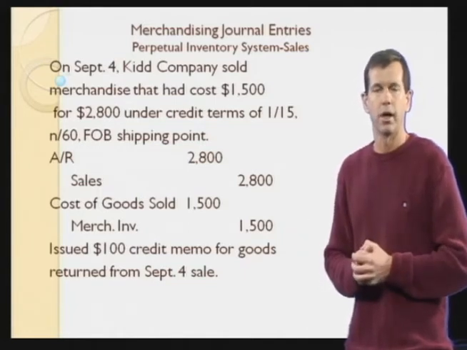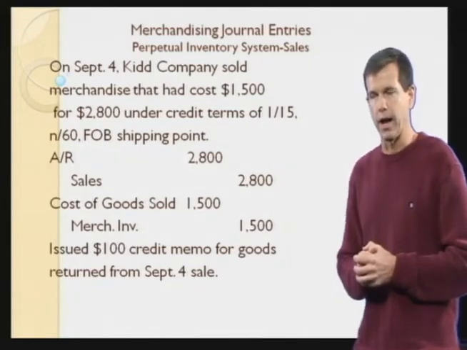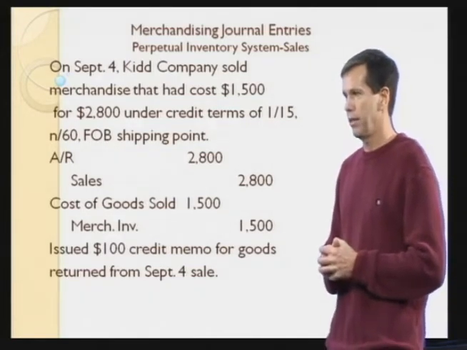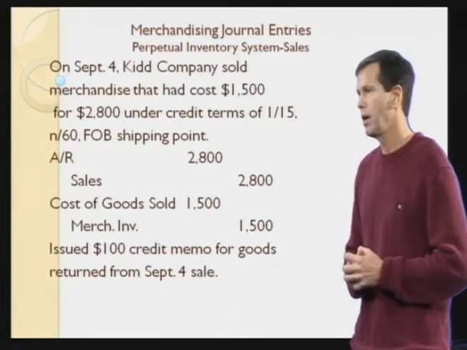So we need to take that out of our inventory, take it out of our assets, reduce our assets by $1,500. So we'll make that journal entry there, or those 2 journal entries, every time we make a sale.